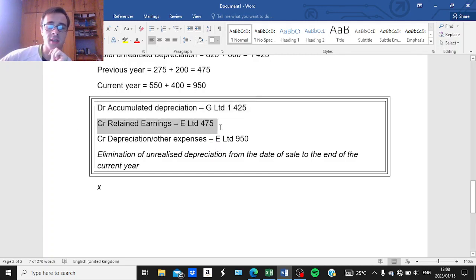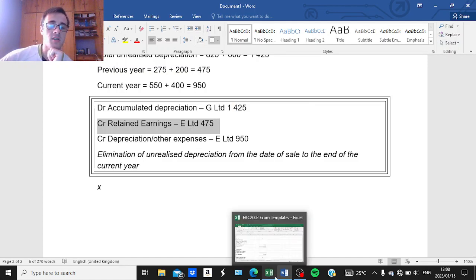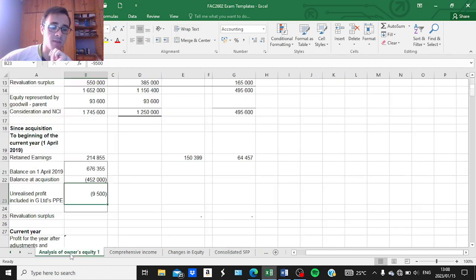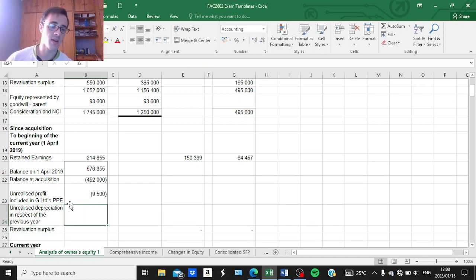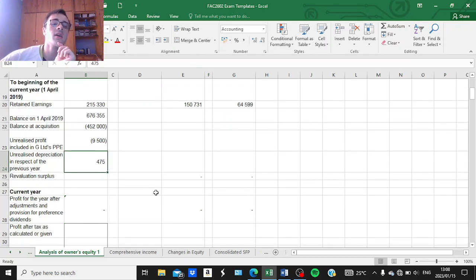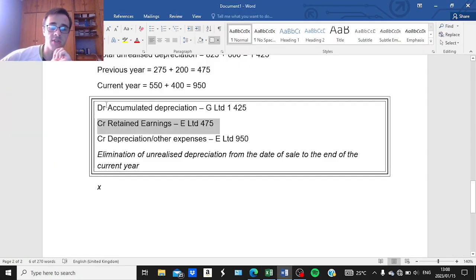Then we need to credit retained earnings for the subsidiary. Once again, this will be shown in the analysis of owner's equity because it pertains to the subsidiary. So credit retained earnings, 475, unrealized depreciation in respect of the previous year. We will show this as a positive adjustment because we are crediting retained earnings according to our journal entry.